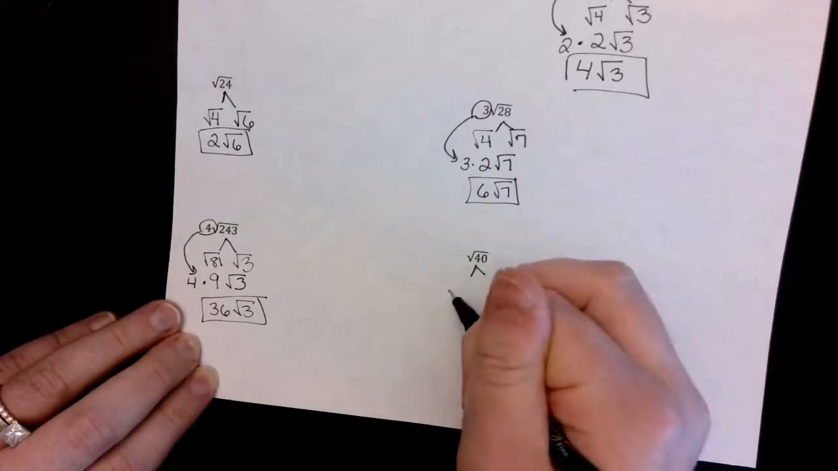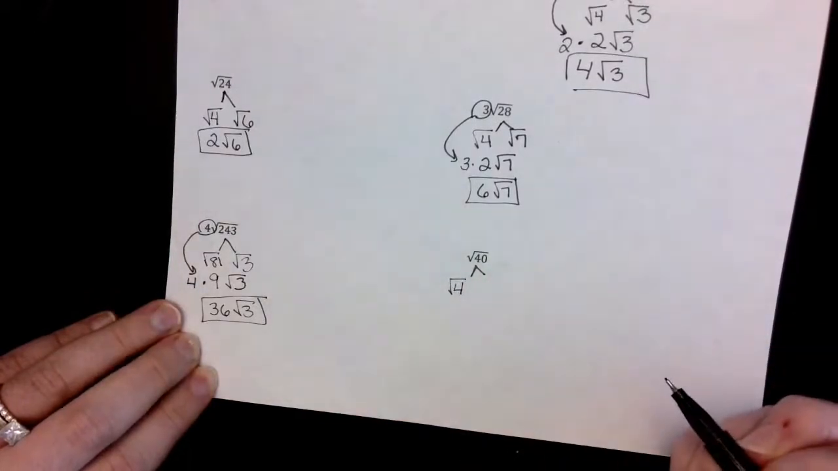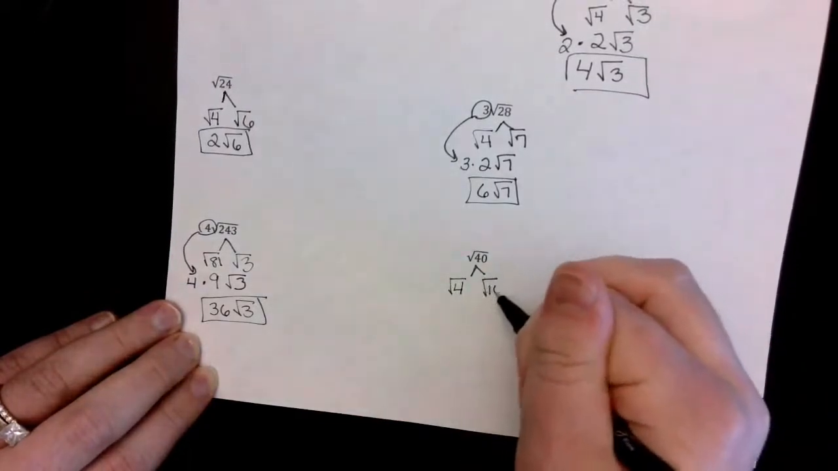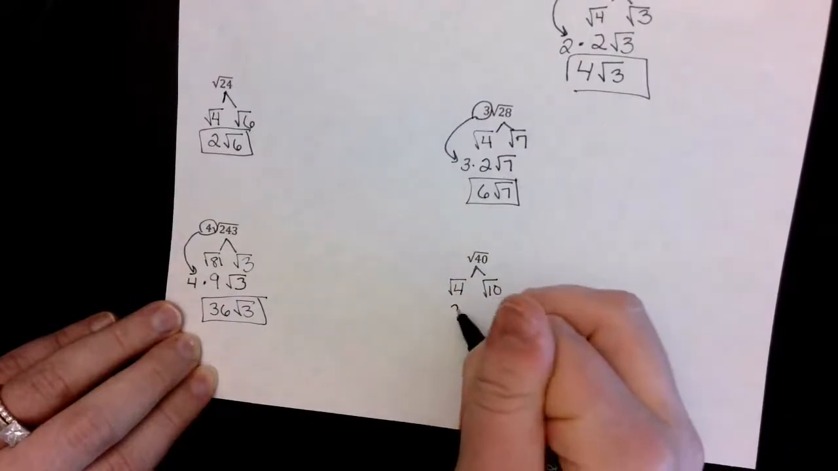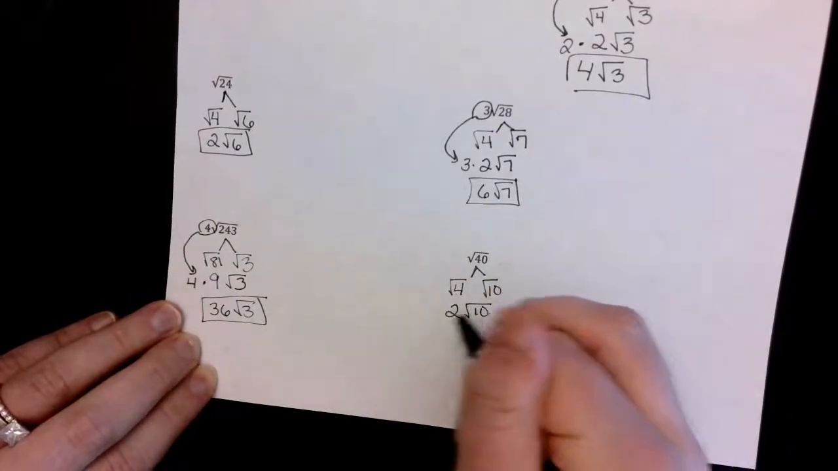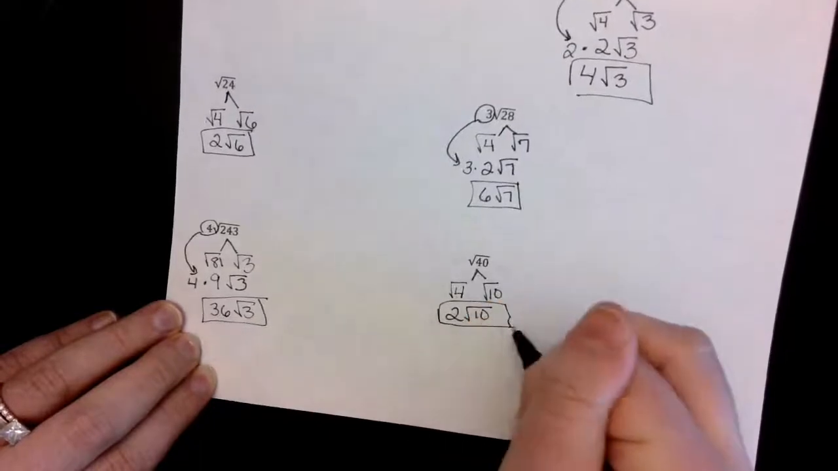Square root of 4 is the biggest perfect square that goes into 40. And 4 times 10 gets me the 40. 2 square root of 10, because 10 is not a perfect square.